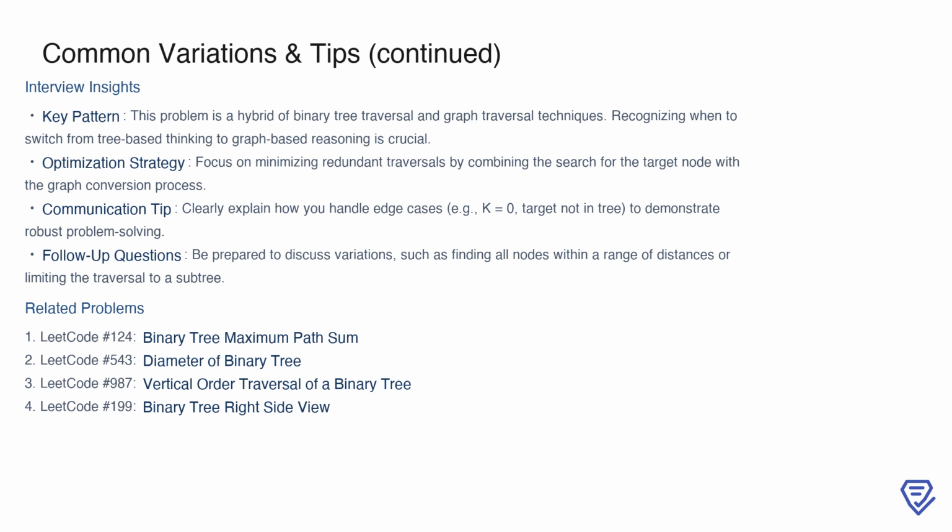In interviews, it's also essential to communicate your handling of edge cases clearly. For example, explain how your solution behaves when k equals 0 or if the target node is missing from the tree. This demonstrates your ability to write robust and thoughtful code. Be ready for follow-up questions, such as finding nodes within a range of distances or limiting traversal to specific subtrees. Finally, exploring related problems like binary tree maximum path sum or diameter of binary tree can help you identify commonalities and sharpen your approach to similar challenges.